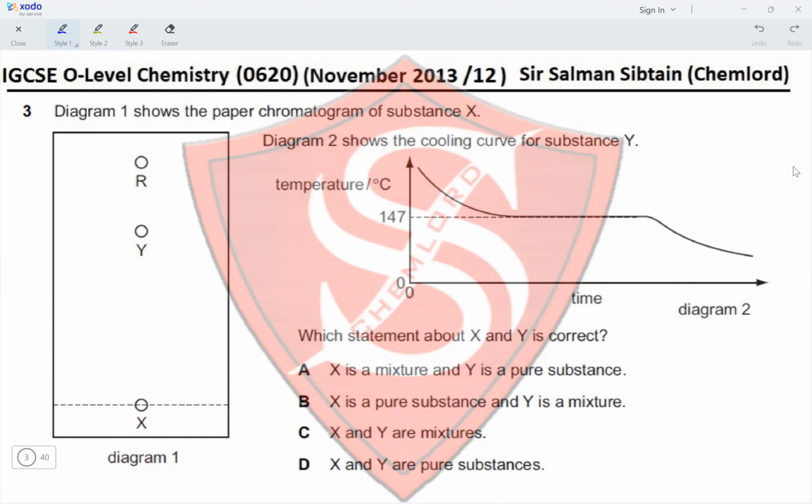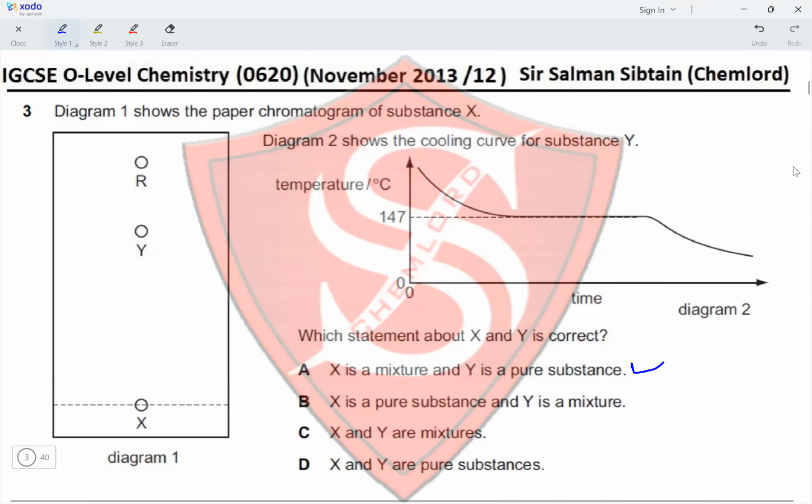X is a mixture, yes, that's true. And Y is a pure substance because it cools to 147, stays there where it has a change of state, and then it goes to the lower temperatures. So staying at 147 for a long time shows that it is a pure substance. So this statement is correct.